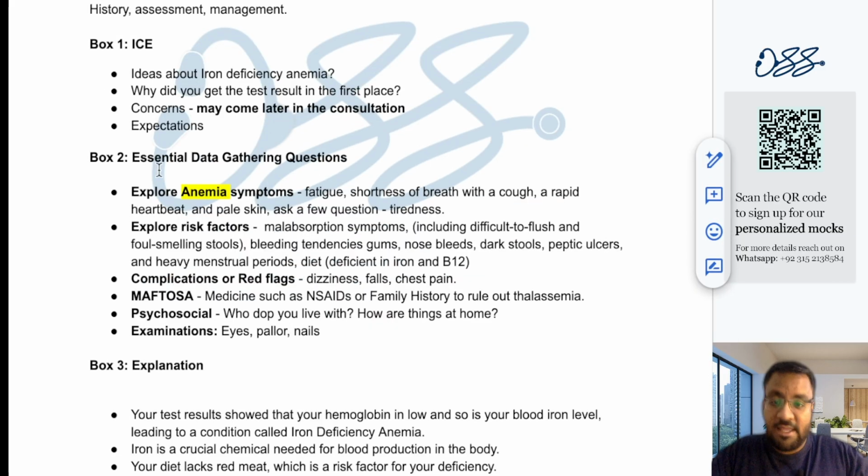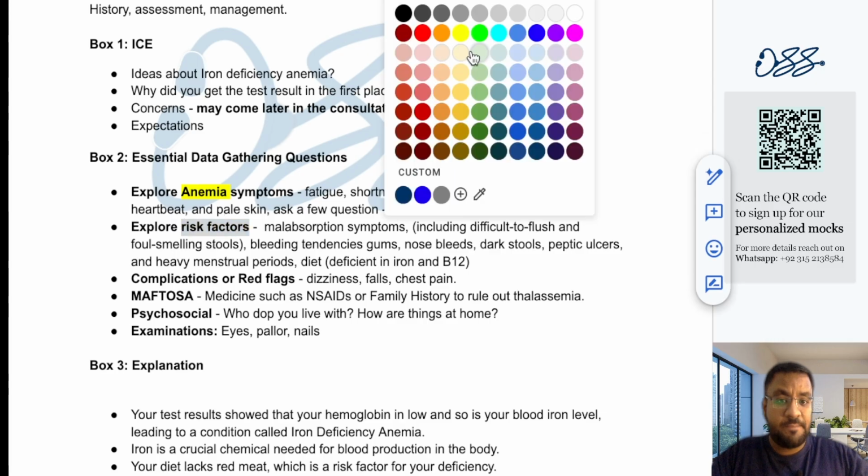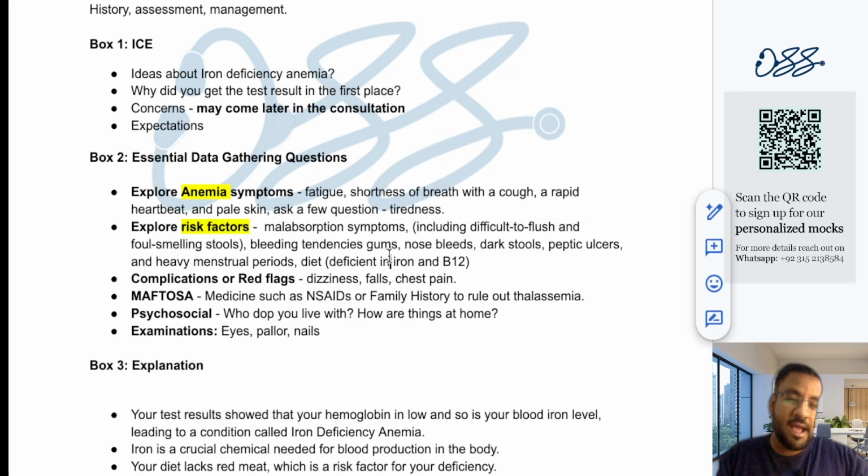The more important thing in the data gathering over here would be the risk factors. For example, somebody is presenting to you with a particular disease, and you have the test result of that disease in your hand. You want to ask about the risk factors of that particular disease. For example, you got to ask about malabsorption syndrome. Do you have difficulty to flush your stool? Is your stool foul smelling? Then the patient may be getting iron deficiency.